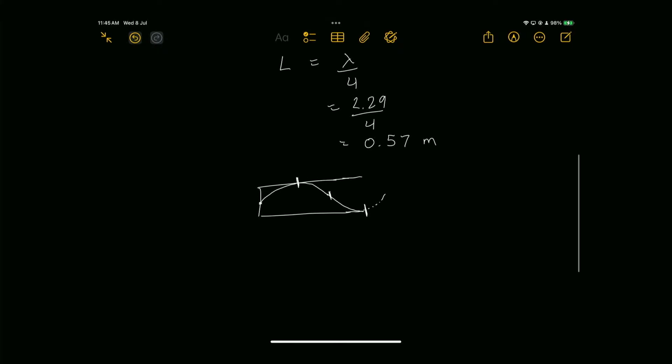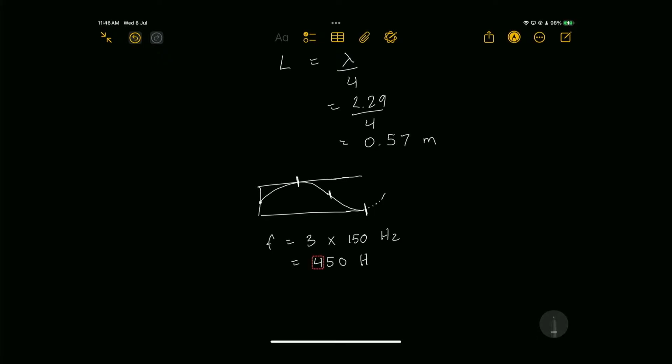Therefore, to have the same velocity, the frequency would have to be 3 times the fundamental frequency, which would be 3 times 150 Hertz, which is 450 Hertz. Right? So that is the second harmonic.